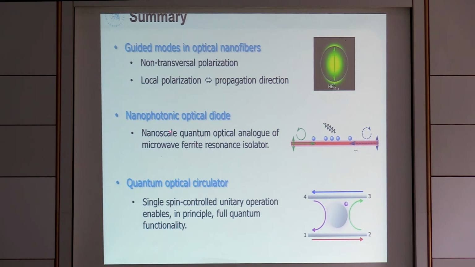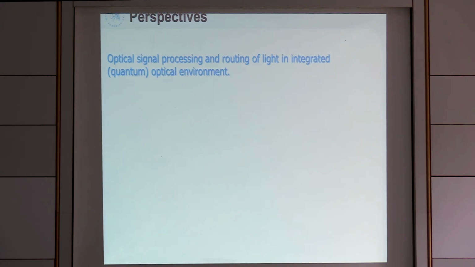Actually, these devices can be seen as nanoscale quantum optical analogs of what people use in microwave technologies anyways for a long time, so microwave ferrite resonance isolators. However, here the ferrite is replaced by a bunch of atoms or even a single atom, okay? So where can all this lead to? First of all, I showed you some optical signal processing and routing in an integrated quantum optical environment. Quantum optical in the sense that the scheme is also compatible with routing single photons. It's not based on a nonlinearity like some other non-reciprocal devices where you need high optical intensities to achieve isolation. So this is a linear scheme which can also route very low light powers.